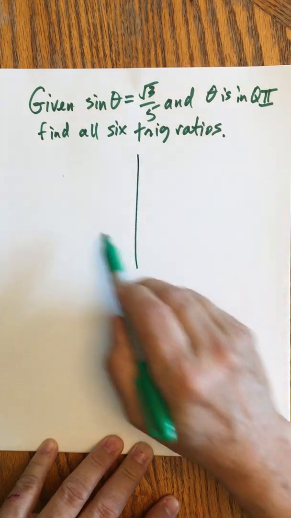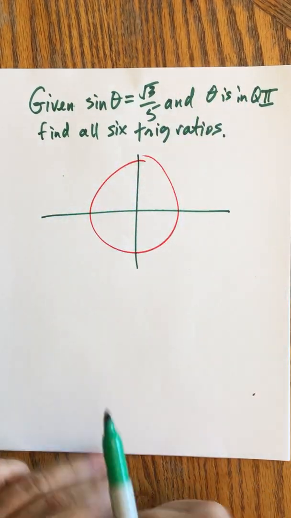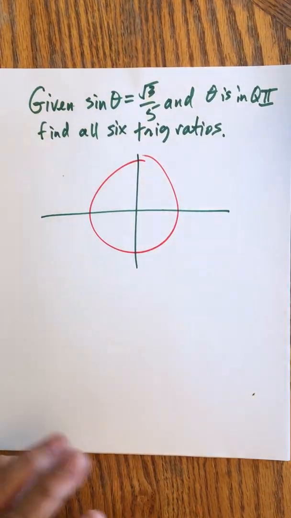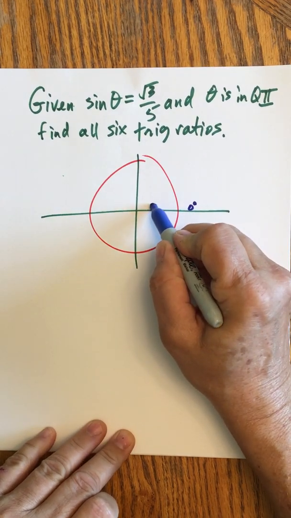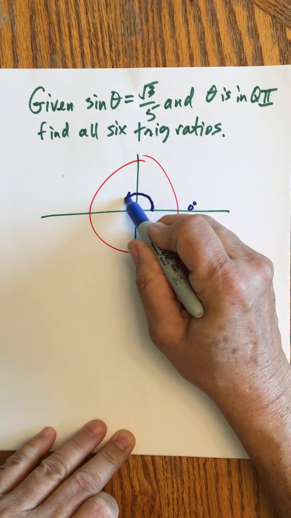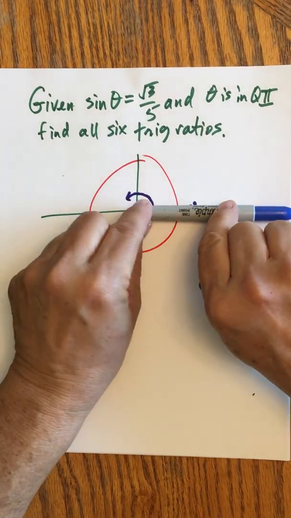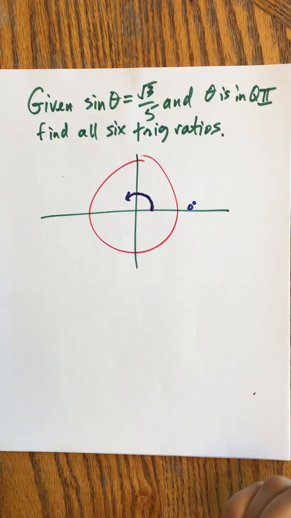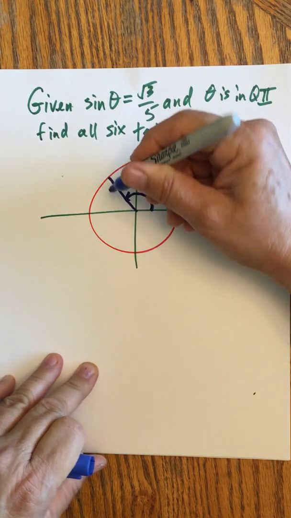What I know is, if this is a circle, and I have an angle theta in quadrant 2, what that means is I rotated from 0 degrees, rotated past 90, and ended somewhere between 90 and 180. Starting at 0, I rotated like this, and I ended somewhere in here in quadrant 2. Now this is my terminal side, from the origin to the edge of the circle.